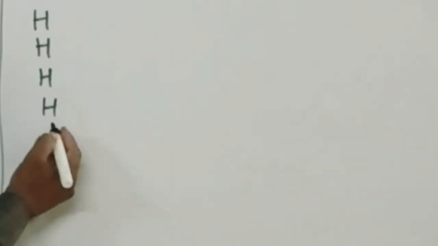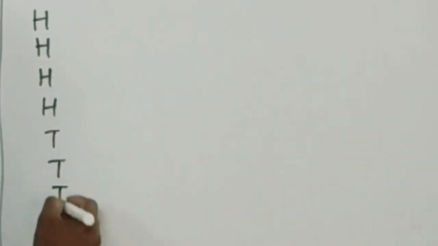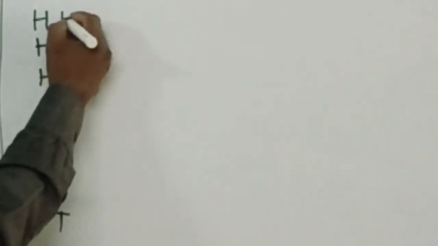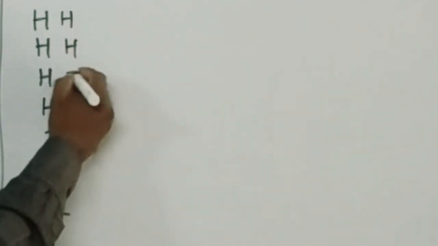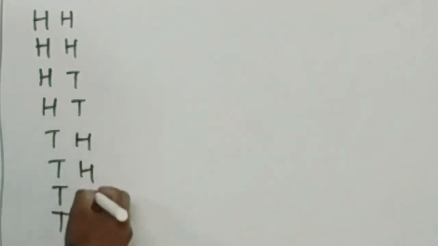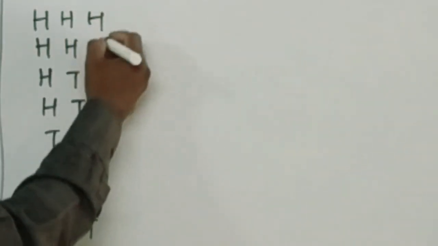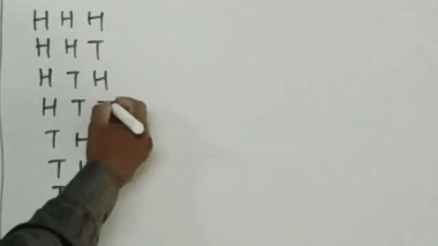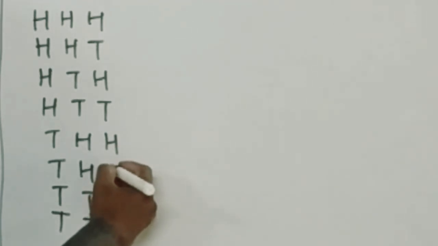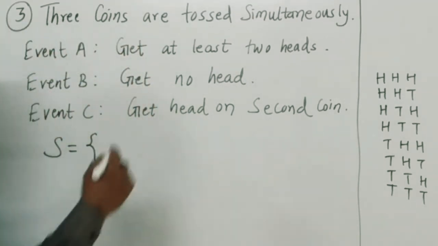So first coin, 4 times H and 4 times T. Then second coin, 2 times H, 2 times T, again 2 times H and 2 times T, and third coin H T H T H T H T. Now here there is no repetition of the sample points.